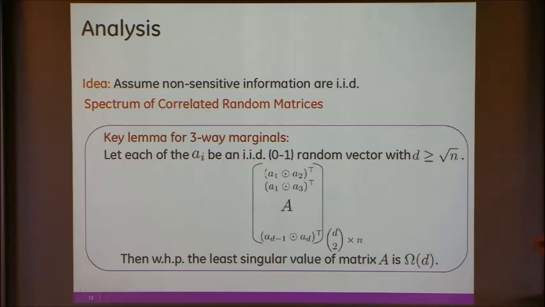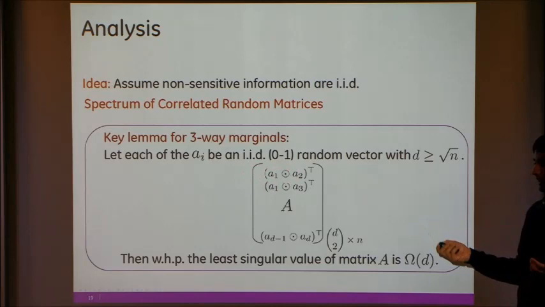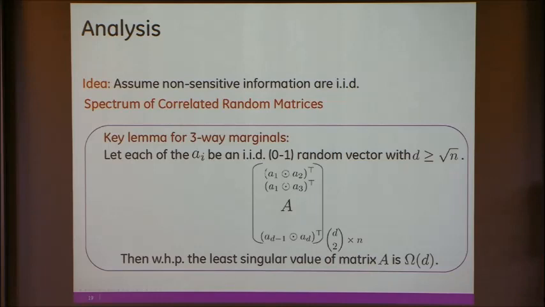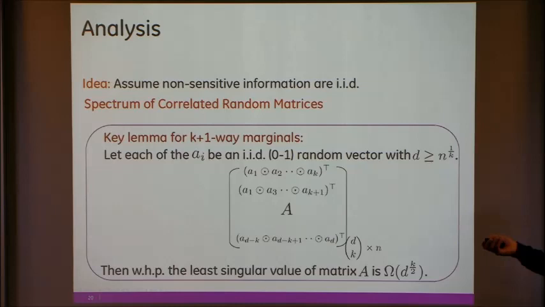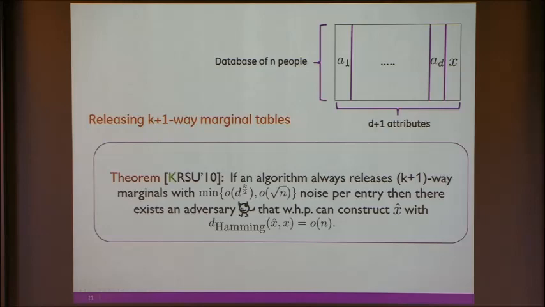The analysis is complicated because even though your small A's are IID vectors, you are adding correlations by taking these Hadamard products, so now the rows are all correlated. The lemma extends to k plus 1 marginals also. Now you have D choose k rows, and the least singular value of this matrix would be at least the square root of D to the power k. The final theorem is that if an algorithm releases all the k plus 1 marginals with noise of the square root of D to the k or the square root of n, the minimum of these, then there exists an adversary who can reconstruct x hat with the distance between x hat and x being little o of n. So the adversary can recover a 1 minus little o of n fraction of x.